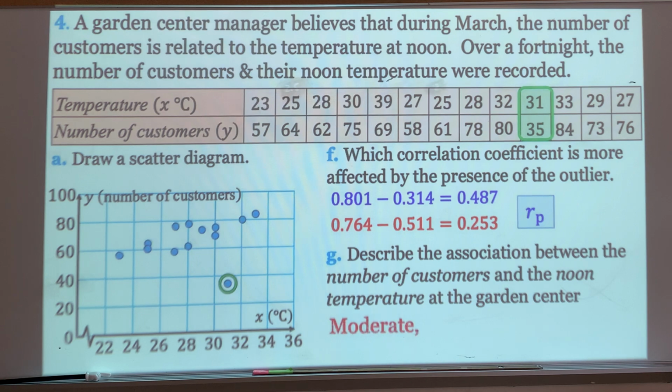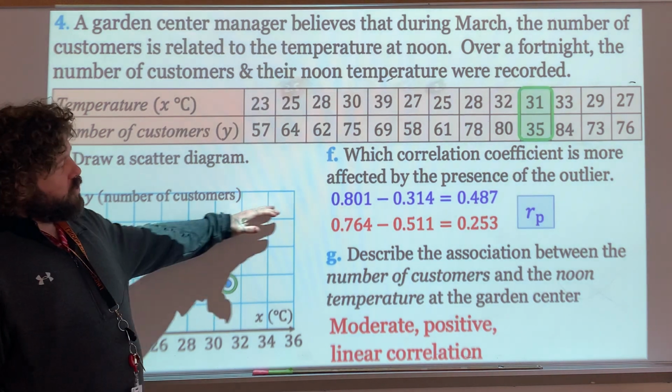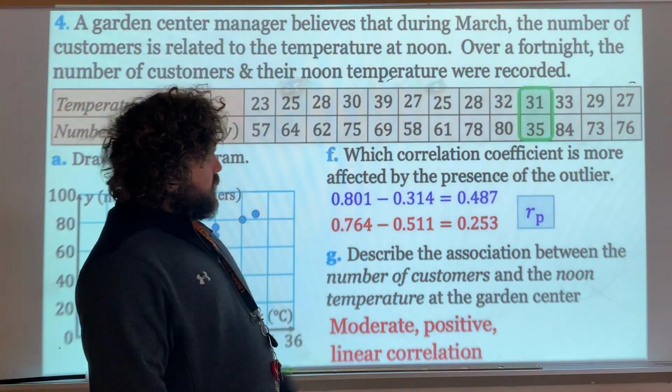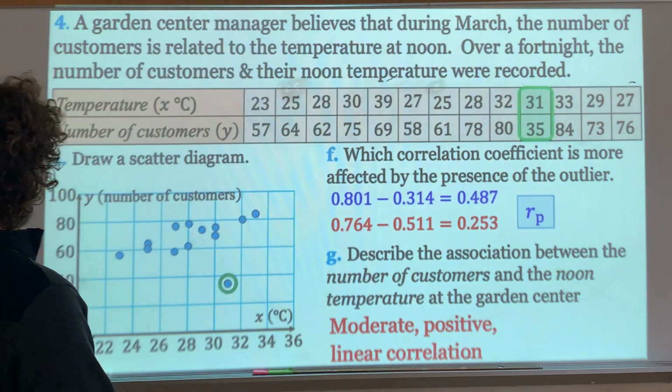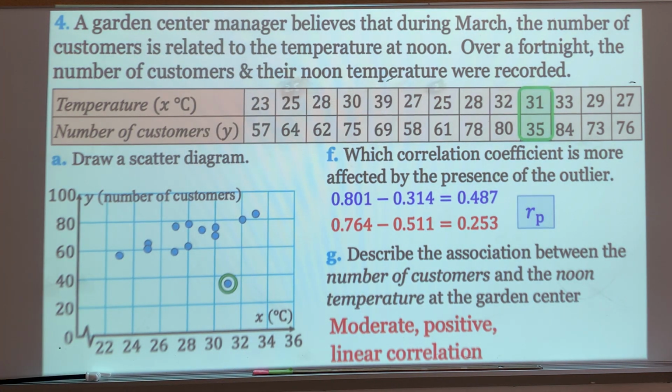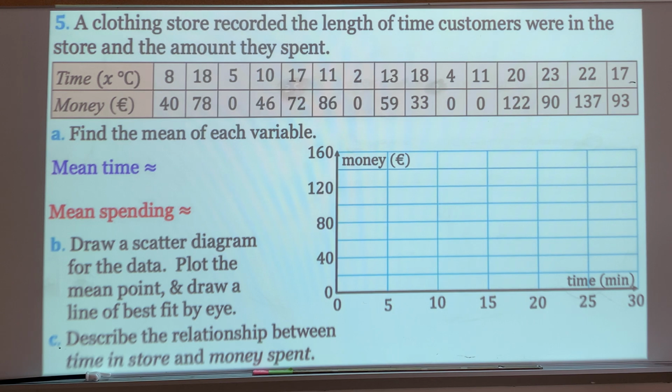Describe the association. It's a moderate, positive, linear correlation. The 0.64 makes it moderate. And that is problem number 4. On to problem number 5.